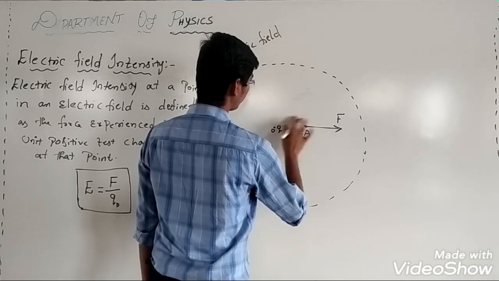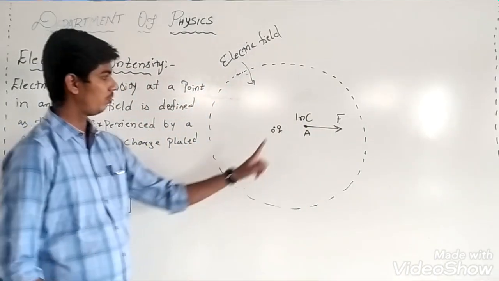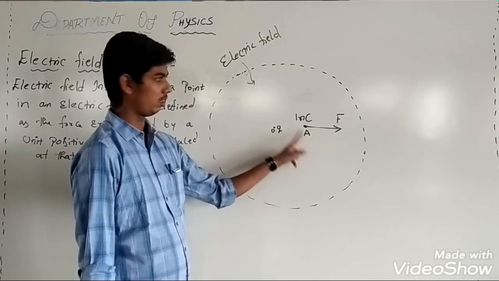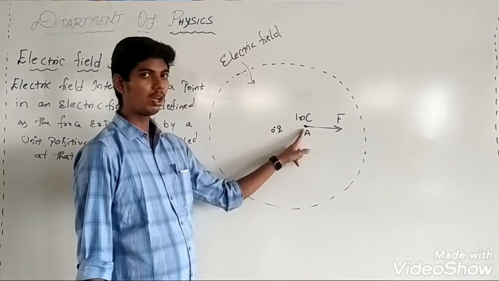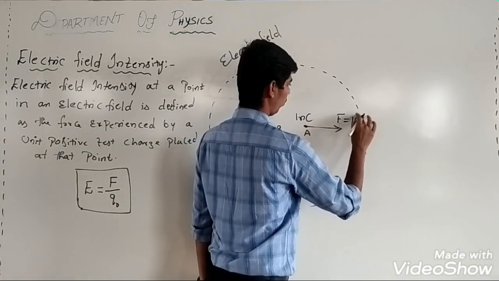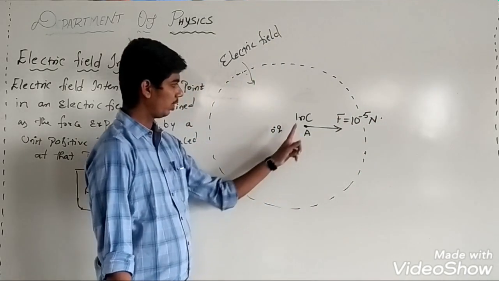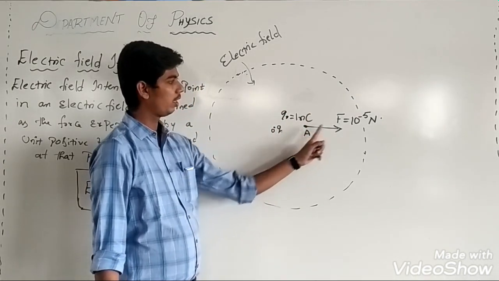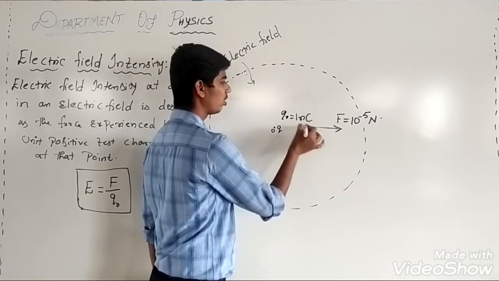Let us suppose a test charge of 1 nanocoulomb is placed at point A. Point A lies in the electric field created by the source charge. When 1 nanocoulomb of charge is placed at point A, let us suppose it experiences a force of 10 to the power of minus 5 Newton. Then, can we calculate the strength of electric field at this point?